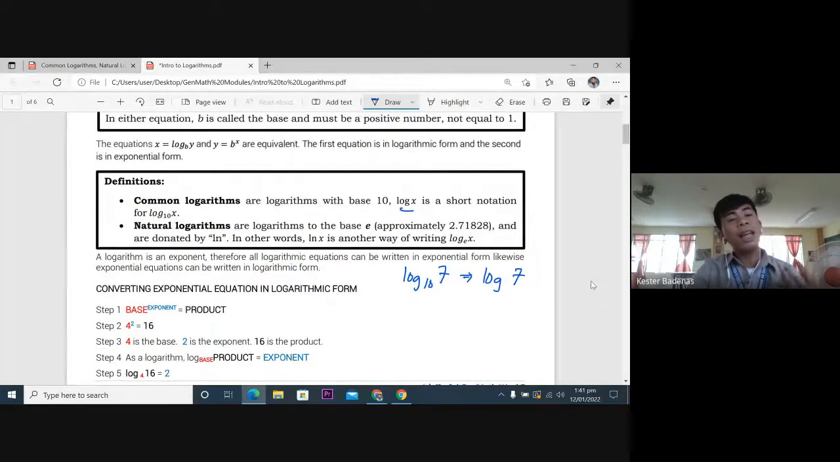Mamaya makaka-encounter kayo ng common logarithms. Next is natural logarithms. Kapag natural logarithms naman, class, ito.